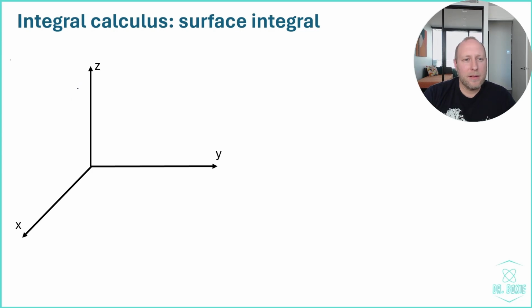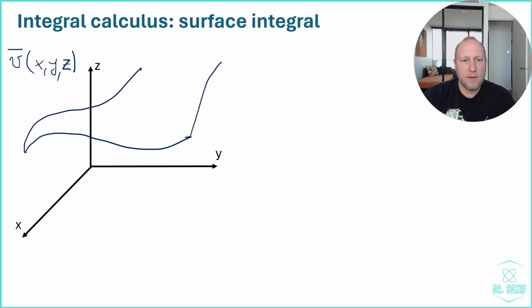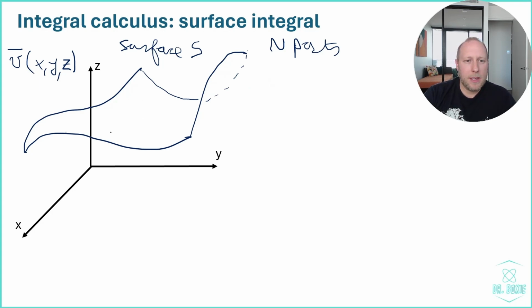We consider again the vector field V, which is a function of x, y, and z. And we look at some surface in space here. So something which looks like this. Now, this surface, just like we did with the interval when defining the Riemann integral or the line integral, we subdivide it into smaller parts. Well, we will do the same thing here with that surface. I call the surface S, and I will divide it into n small parts. Something like this.